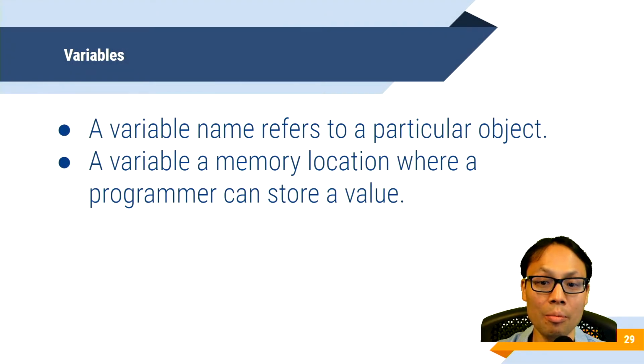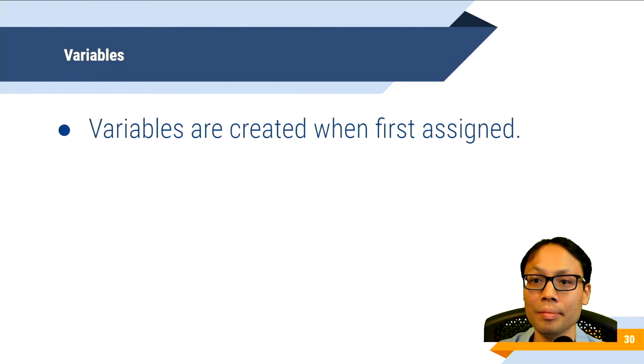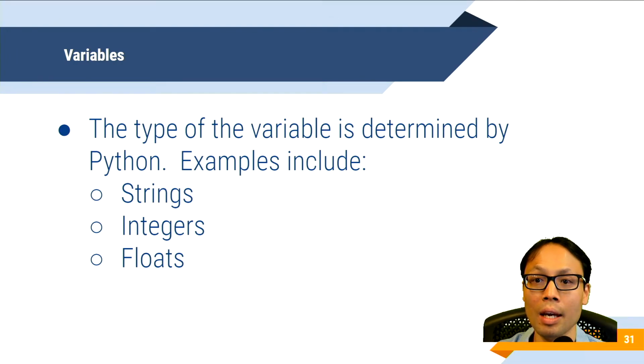Now, a variable name refers to a particular object, and a variable is a memory location where a programmer can store a value. So just think to yourself, whenever you want to save some information, usually you'll do that via a variable. In Python, variables are created when they're first assigned, and the type of the variable is determined by Python automatically.